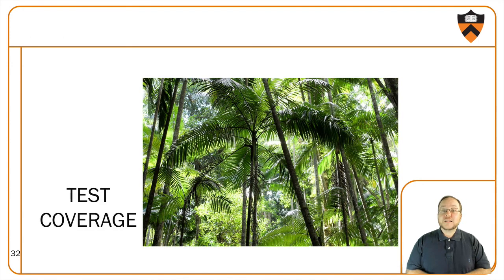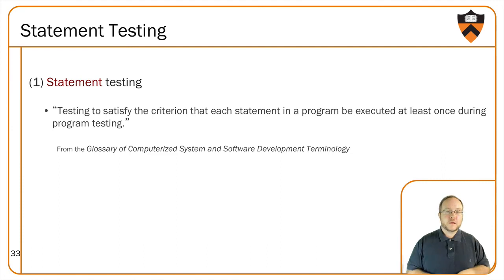Our second to last topic today is test coverage. What different properties should the tests we write have, individually and collectively? First is statement testing. Collectively, all of the tests should exercise each statement in the program at least once. This makes sense. If you have no test that causes a piece of your code to run, how can you possibly know whether that code is working or not?